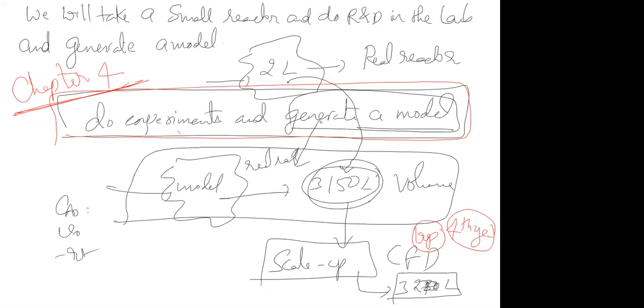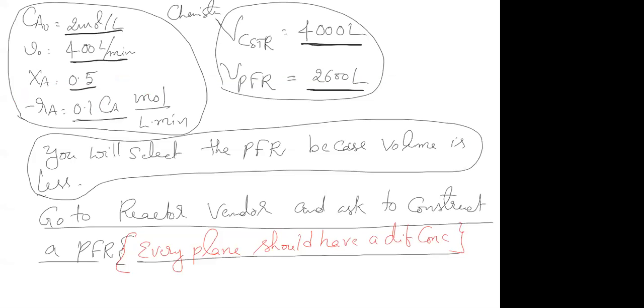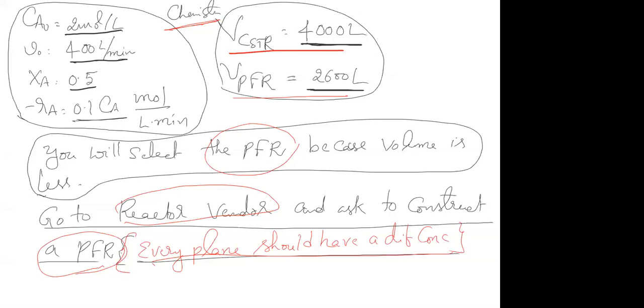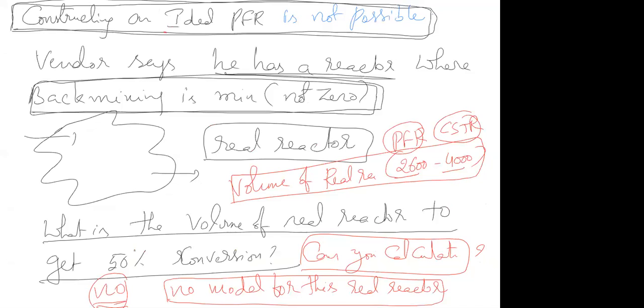So I'll explain all the boards again. We started with the problem. This is our chemistry. Clear? We calculated the volume of the CSTR and the volume of the PFR. I have selected the PFR because the PFR volume is less. Then you go to the reactor vendor and say that I need a PFR, where every plane should have a different concentration. Then he says that it is impossible. Construction of an ideal PFR is not possible. Then the vendor says he has a reactor where back mixing is minimum. What you want is minimum back mixing. What is ideal is zero, but zero is not possible. So this is what a real reactor is.